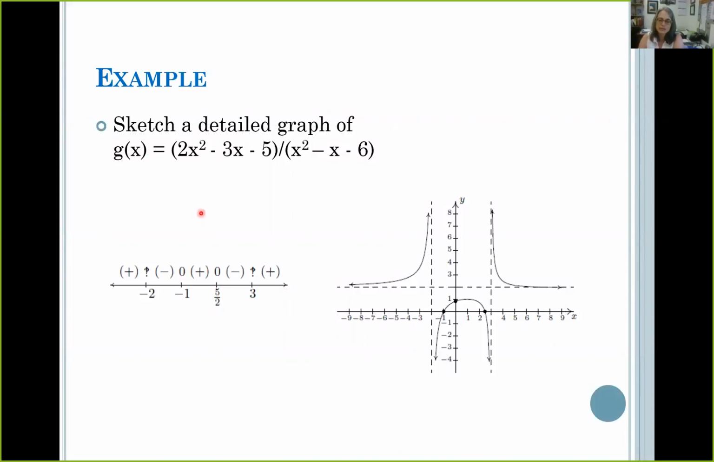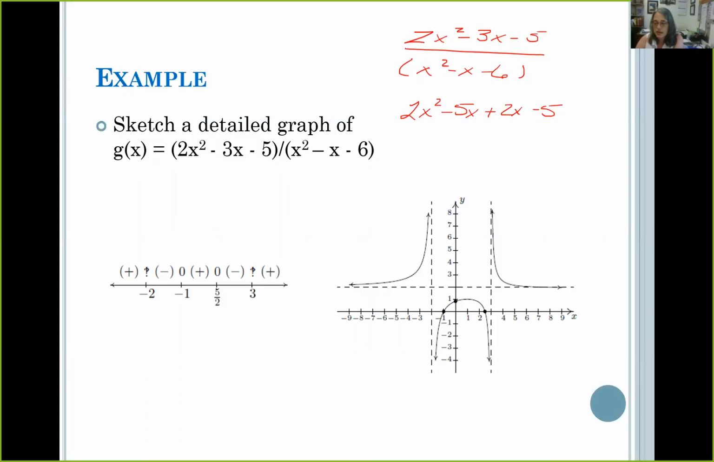So let's do this again. Let's sketch a detailed graph of the function 2x squared minus 3x minus 5 over x squared minus x minus 6. Now we need to factor this thing. Let's factor the top first. We've got a times c is negative 10, so I think that I can use 2x squared minus 5x plus 2x minus 5.